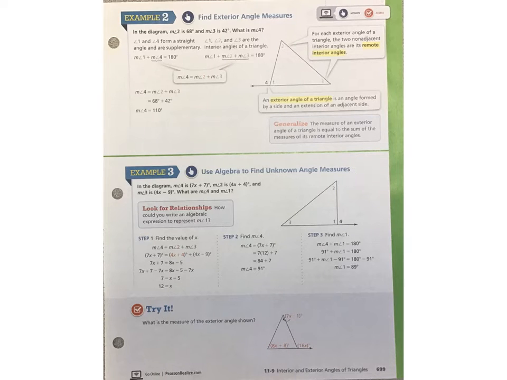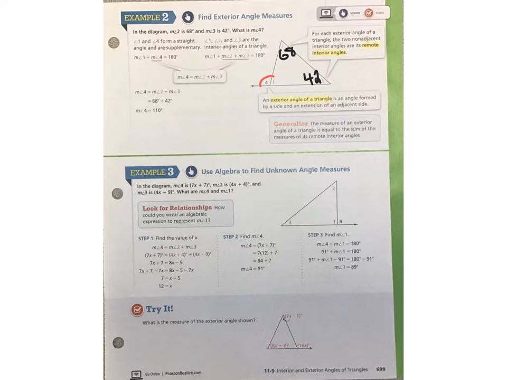Now let's consider example 2 and the vocabulary terms that are introduced here. In the diagram, the measure of angle 2 is 68 degrees, and the measure of angle 3 is 42 degrees. What is the measure of angle 4? Well, when you look at the picture, angle 4 is outside the triangle. So we need to use the relationships that we know about the measure of the interior angles of a triangle and the idea of supplementary angles in order to get the measure of angle 4.